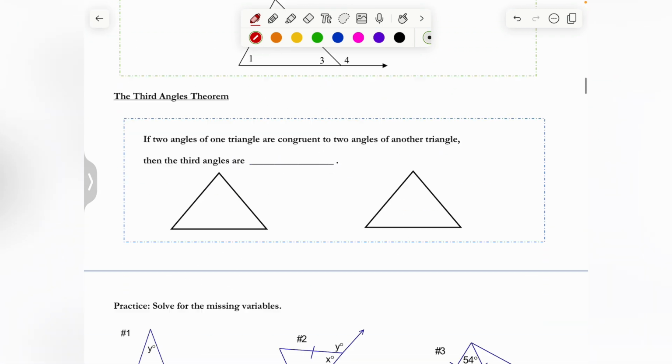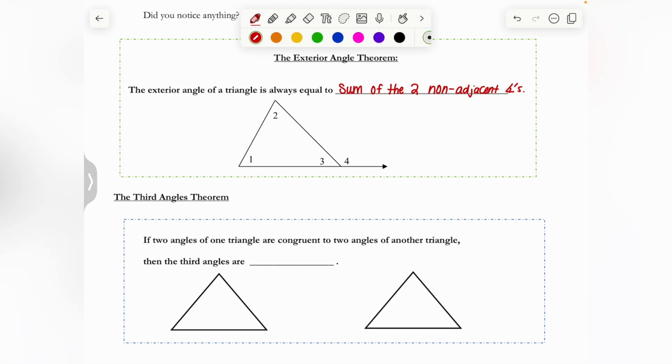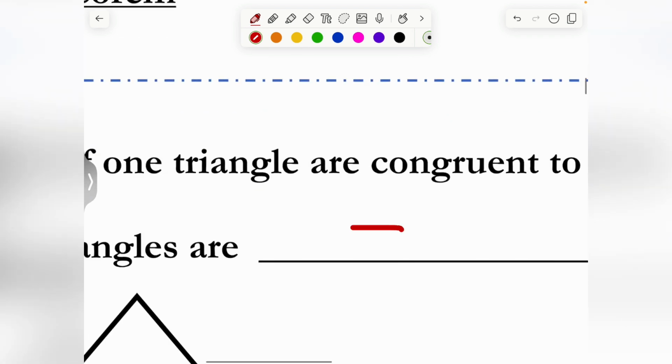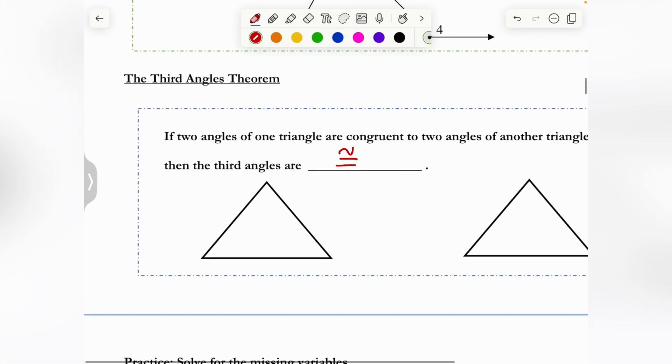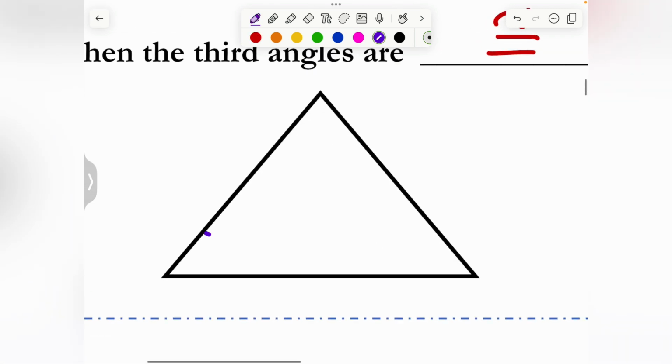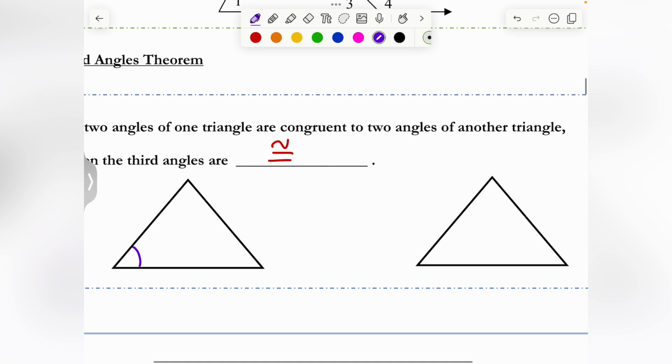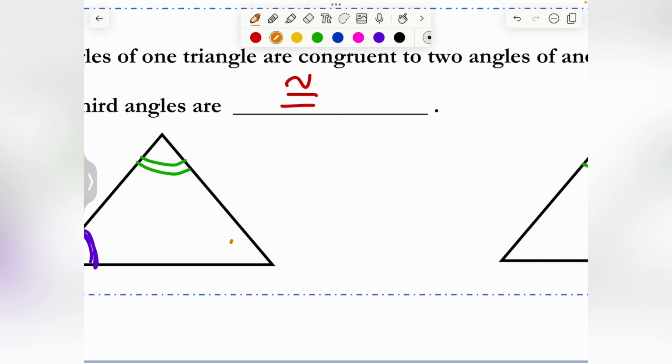And then one of my favorite theorems is the third angles theorem. If two angles of one triangle are congruent to two angles of another, then the third angles are congruent. Let me give you an example. If I know that this angle is congruent to, I'll switch it up on you, this angle, and that this angle is congruent to this angle, then what does it tell me about the third angles? It tells me they must be congruent.